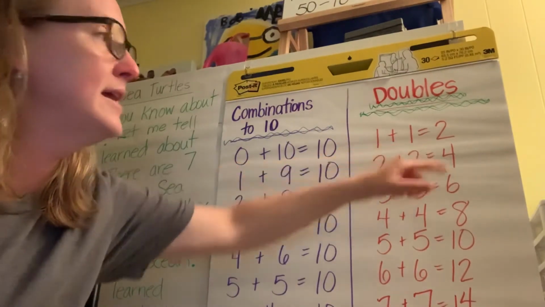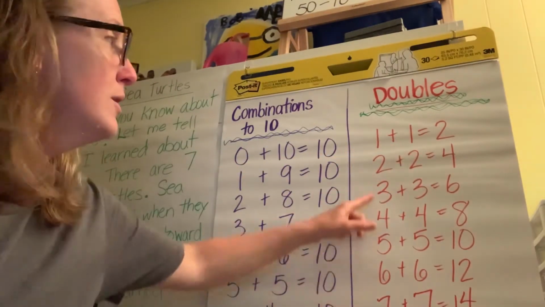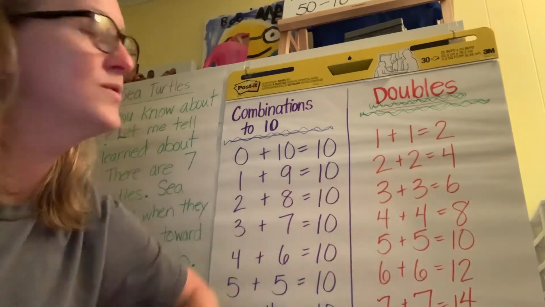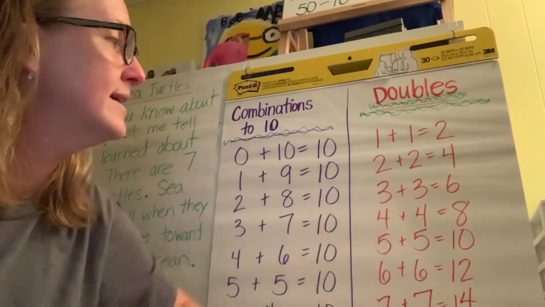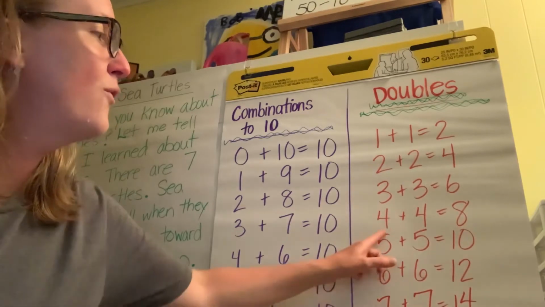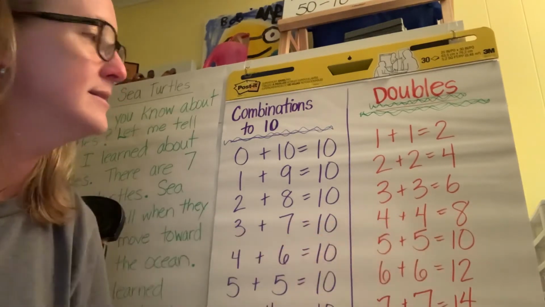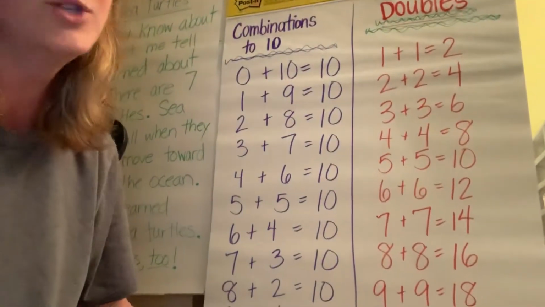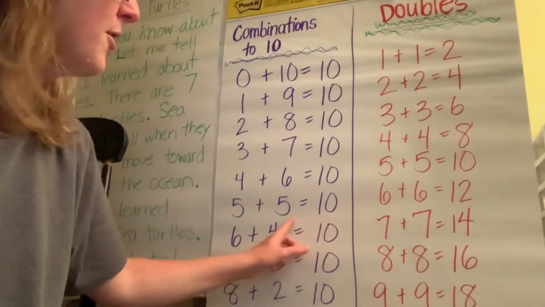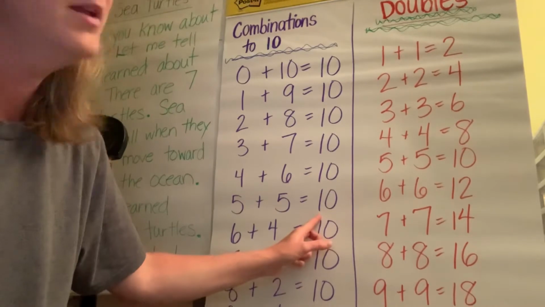1 plus 1 equals 2. 2 plus 2 equals 4. 3 plus 3 equals 6. 4 plus 4 equals 8. 5 plus 5 equals 10, which we already saw back here on our combinations to 10.